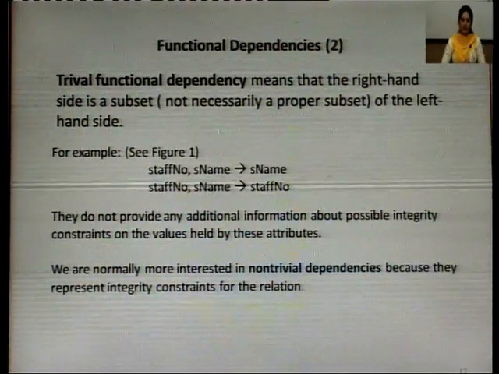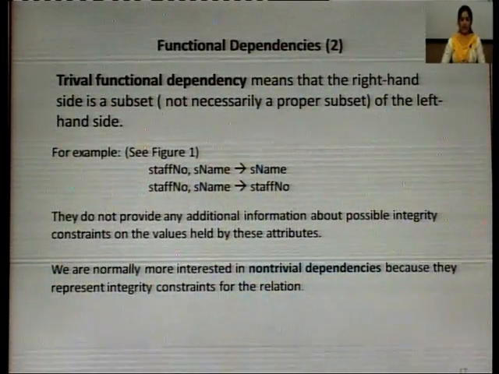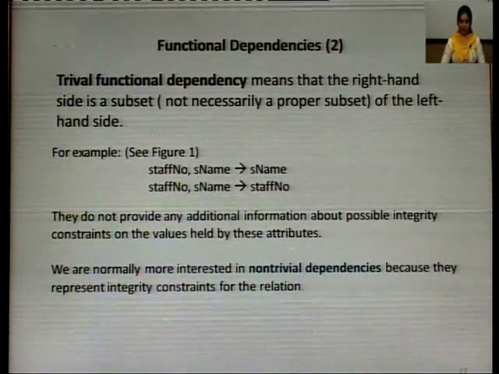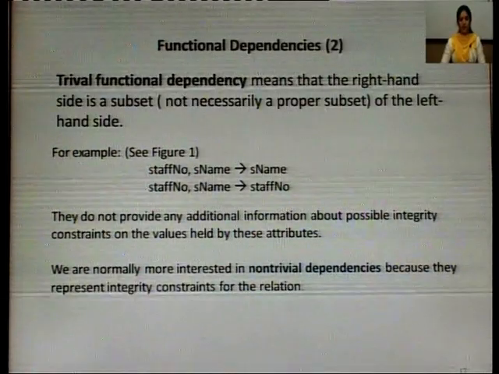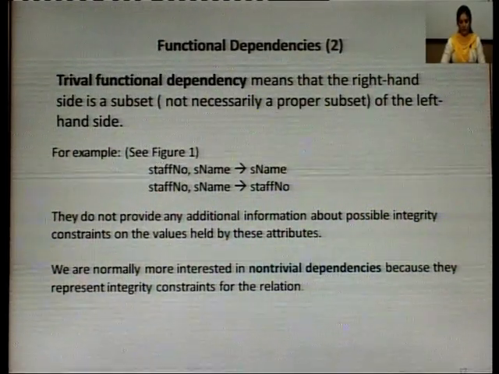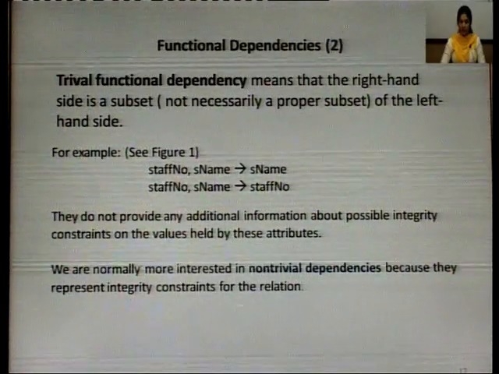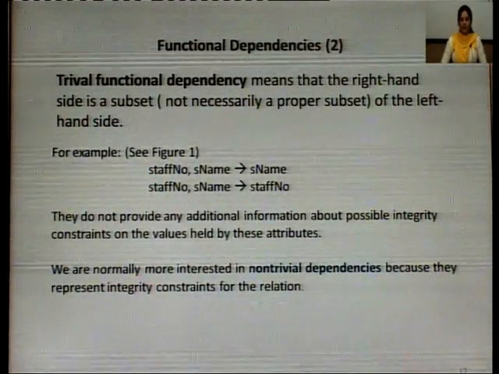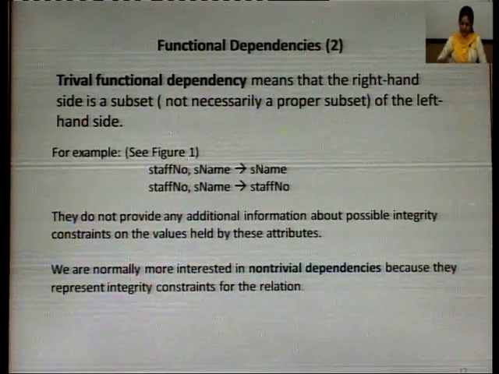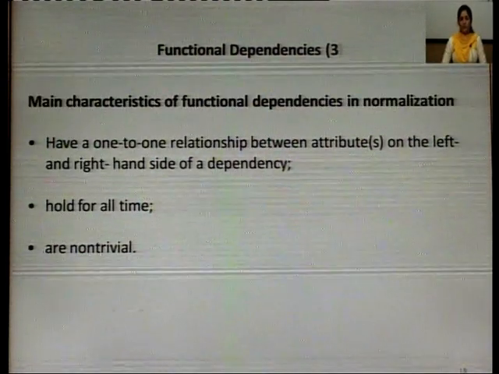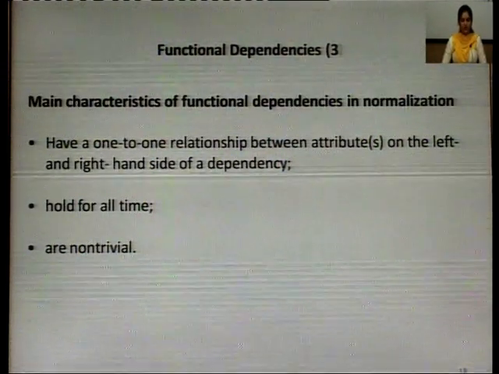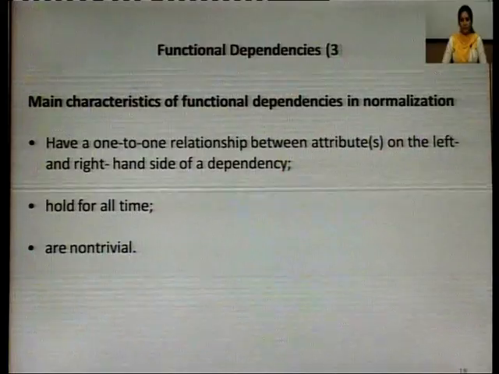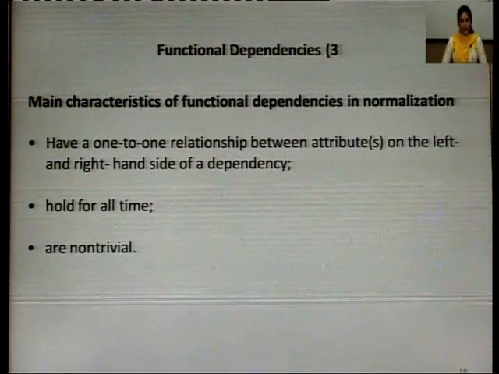They define the accuracy of your database, that is, the information which is stored in your database is accurate to the possible extent. We are normally more interested in non-trivial dependencies because they represent integrity constraints for the relation. The overall goal of normalization is to provide accurate data to the user and avoid inconsistent data, which is provided by non-trivial dependencies.